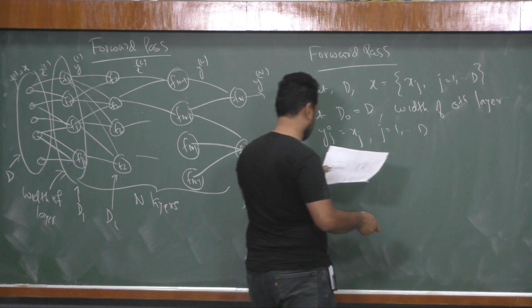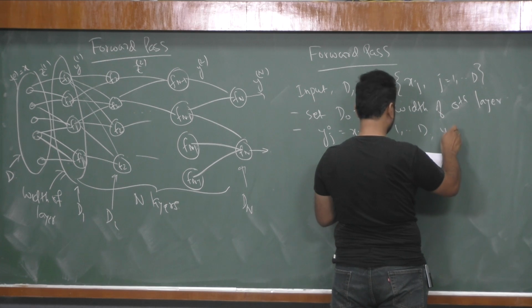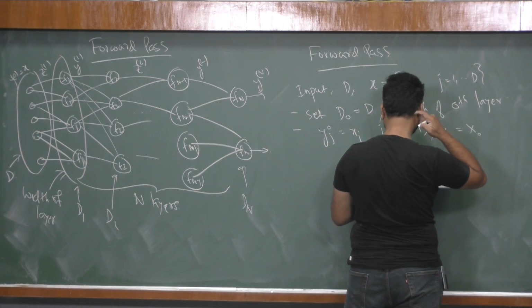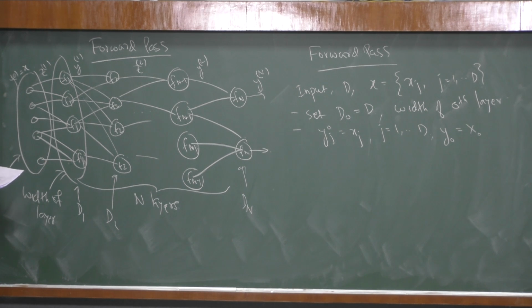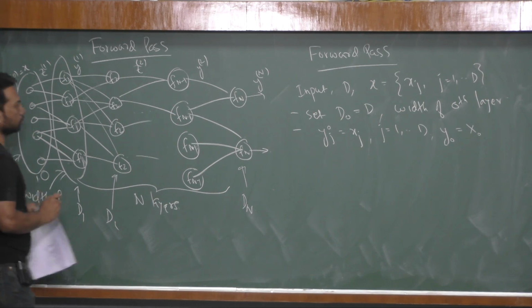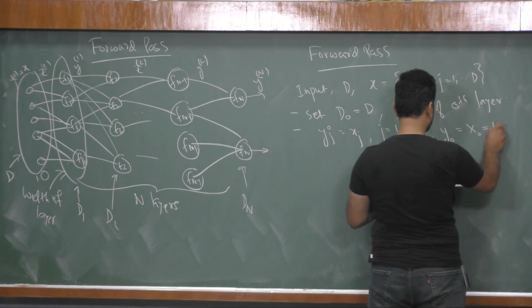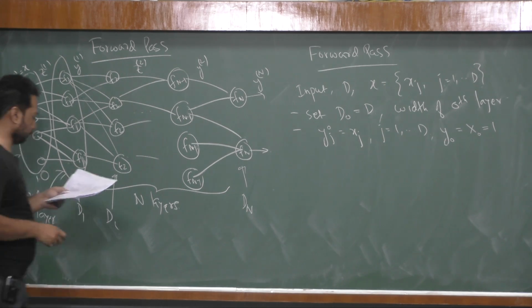In our notation, y0 is basically x0, which will be our bias term. As we said, we also include 1 as a bias term. So this y0 will be x0, which we set to be 1. Then we can write an algorithm.